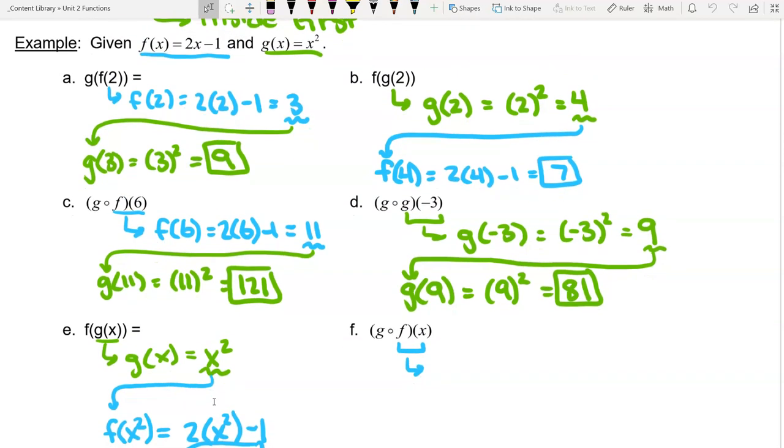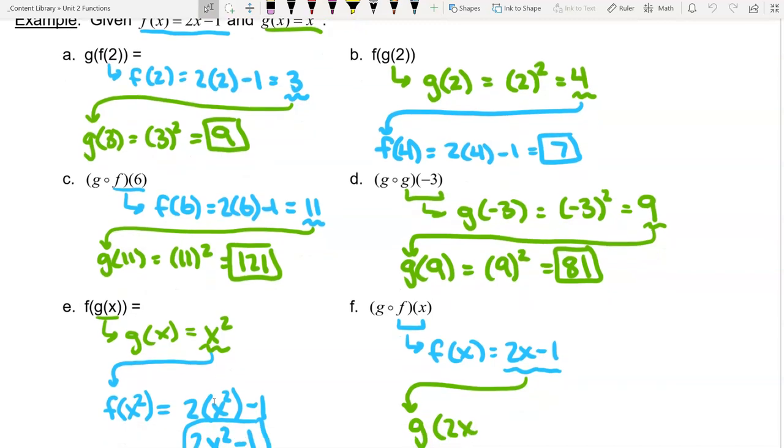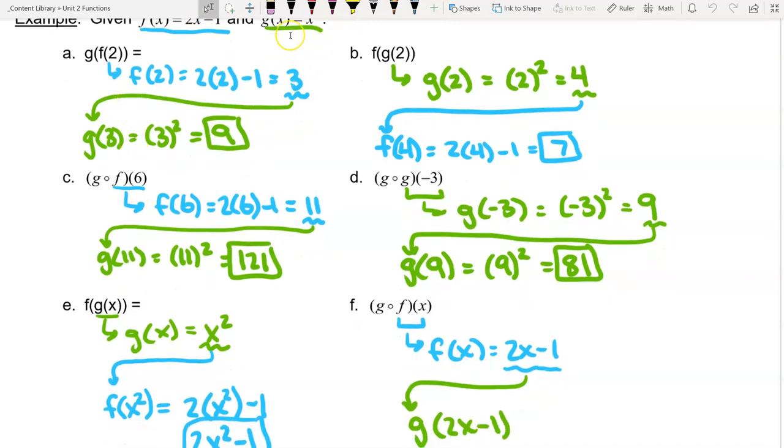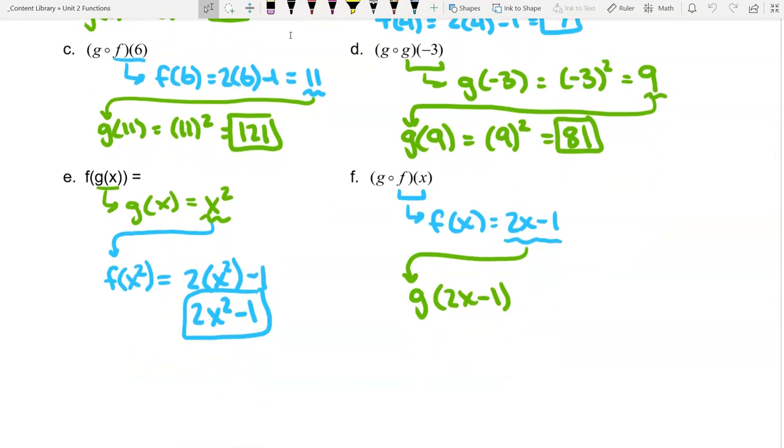Okay. So we're going to start with the f function, which in this case is, let me scroll back up, f of x is 2x minus 1. Underline that, and now that's going into the g function. So I'm going to boop g of 2x minus 1. But now the g function is x squared. So instead of x, I'm going to put this in parentheses, 2x minus 1, and square it. It just replaces the x.